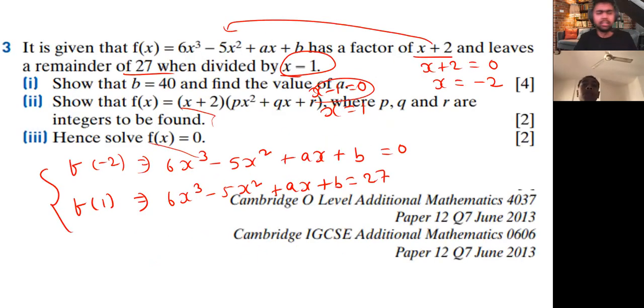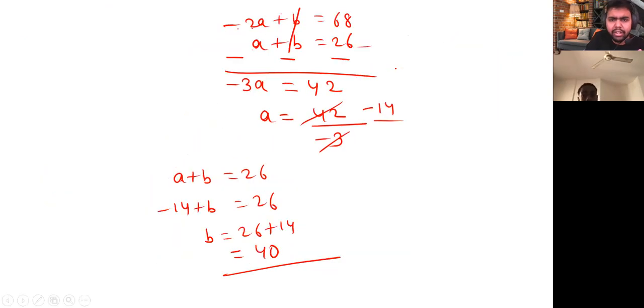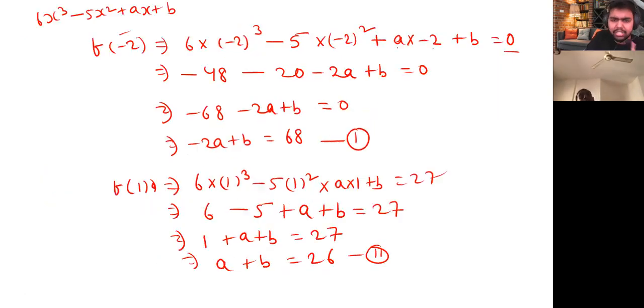What it was saying? B is equal to... So did I get B is equal to 40? And did I also find the value of A? What did I find as the value of A? I think minus 14 I found, right? Minus 14 I found, and B is equal to 40.